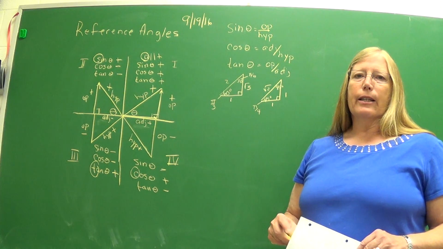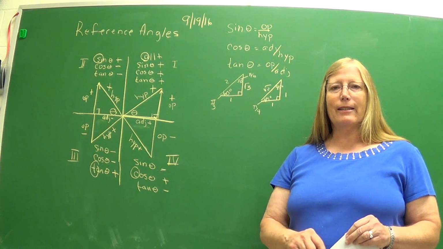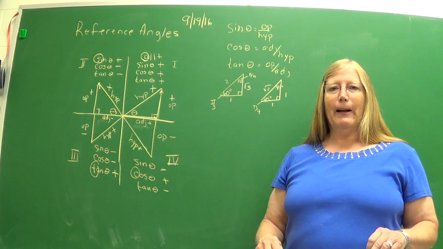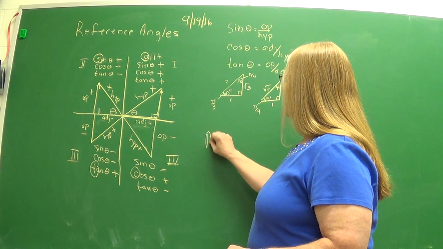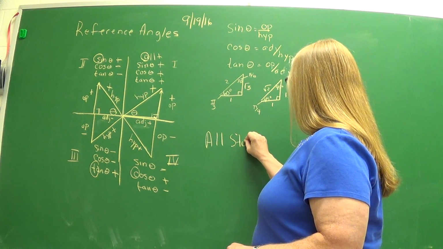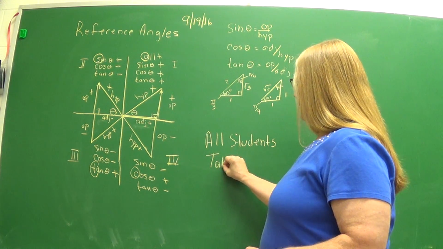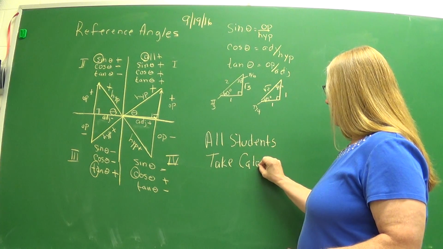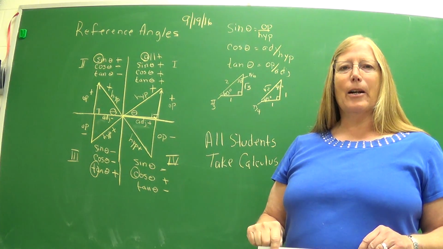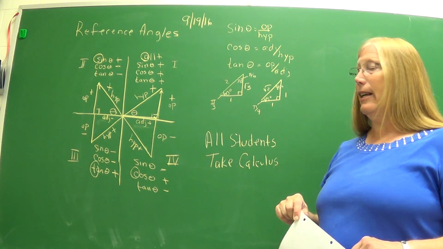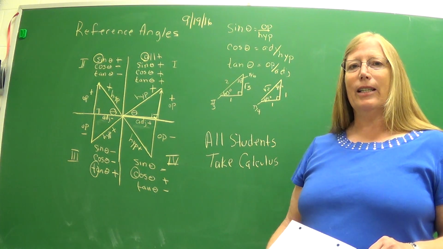There's a little saying that goes around in the trig world, and only trig people know what it means. So it's sort of like you're a Trig Spy. And this saying is, all students take calculus. And of course we know that's not true, but it can remain in our mind to help us go ahead and know all the quadrants rather quickly and not have to think through this every time.